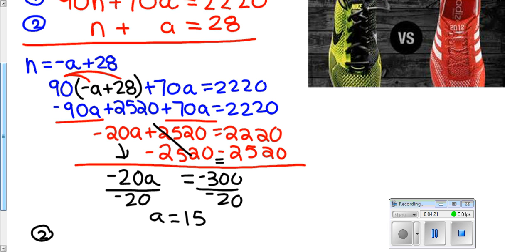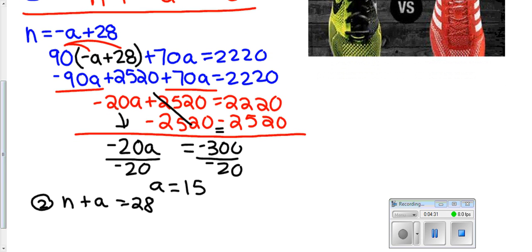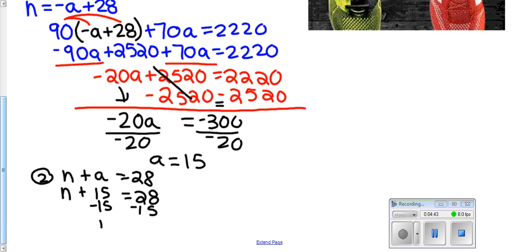Now that we solved for a, we're going to go back and solve for n by looking at our equation number 2. So our equation number 2 says n plus a equals 28. I'm going to take what a equals and substitute that in to help me find out what n equals. So now I'm able to see that n equals 13. So now the important thing that you have to remember to do, which is step number 3, is label your answers.